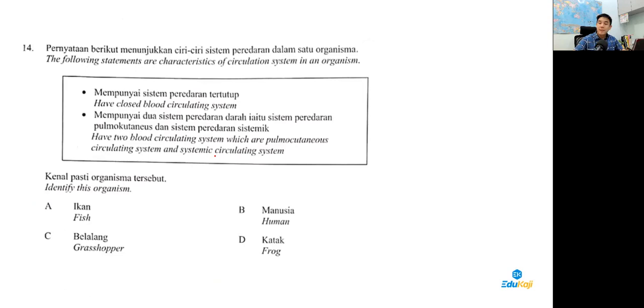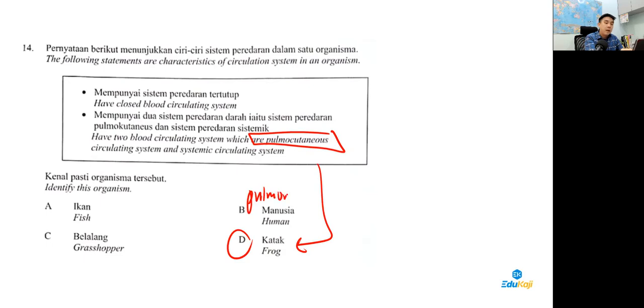14 still bab 10. Identify this particular organism. The moment you see double blood circulatory system and you see this word pulmocutaneous, this would be donkey, because for us it's pulmonary, theirs is pulmocutaneous. So 14 answer is donkey, because human and amphibians both have double blood circulatory system.